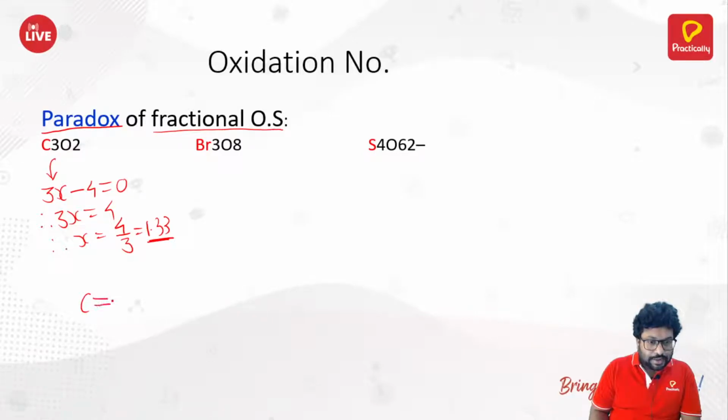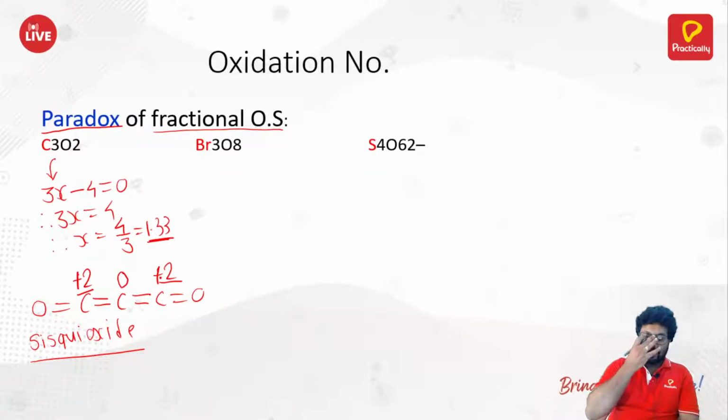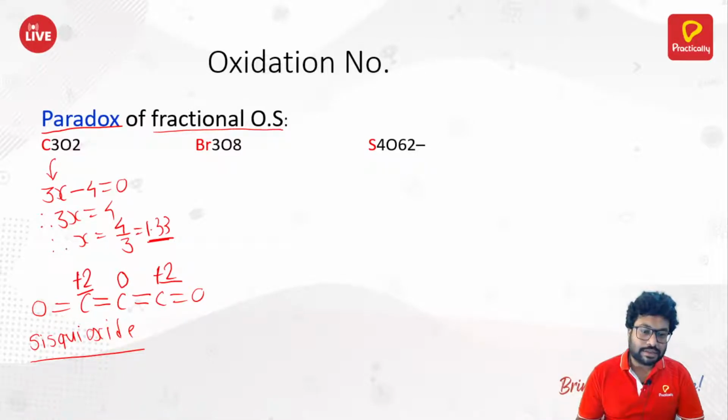The real structure of the compound is this: O double bond C, double bond C, double bond C, double bond O. This is also called carbon sesquioxide. So you can see this carbon is in +2, and this carbon is also in +2. Together they contribute +4, and the middle carbon's oxidation state is 0. That is why we take the average of all this, which comes out to be +1.33.